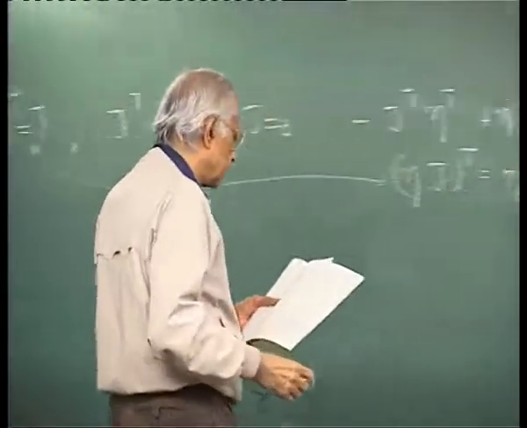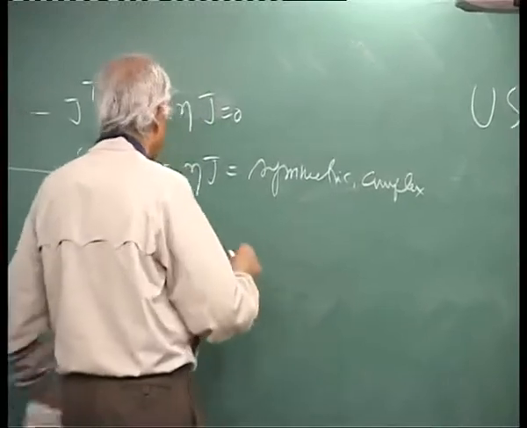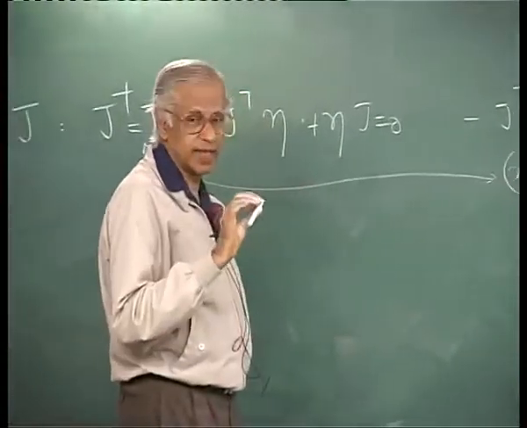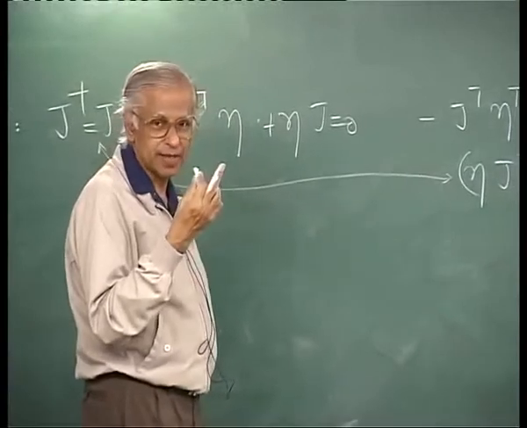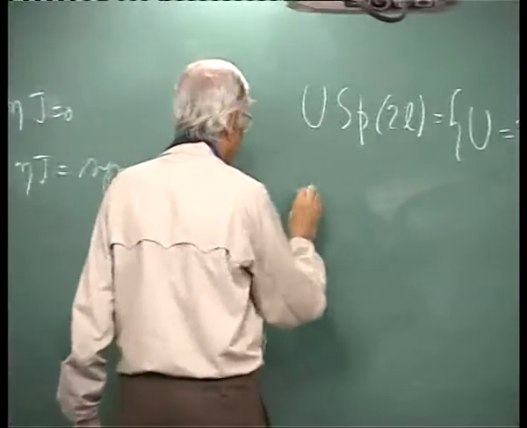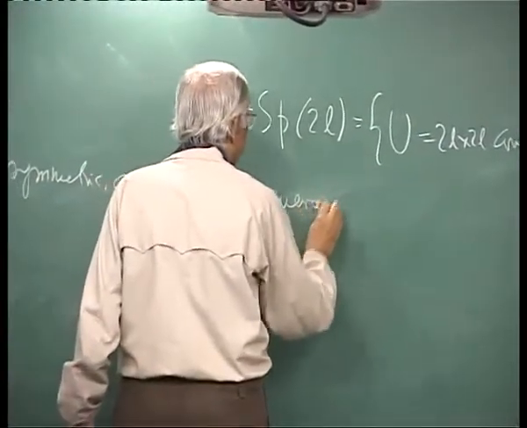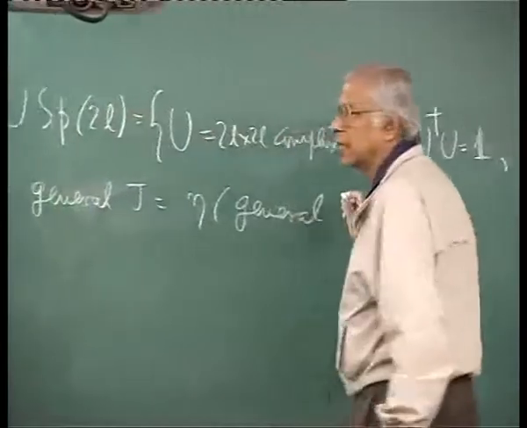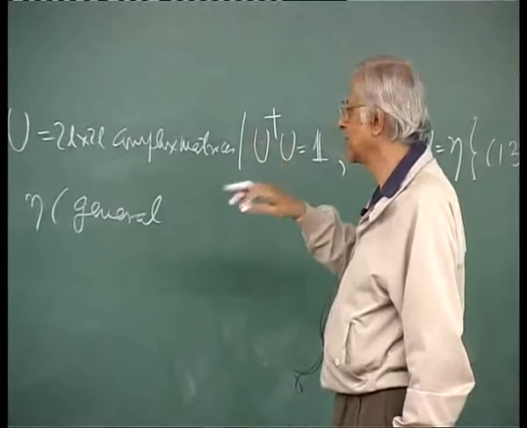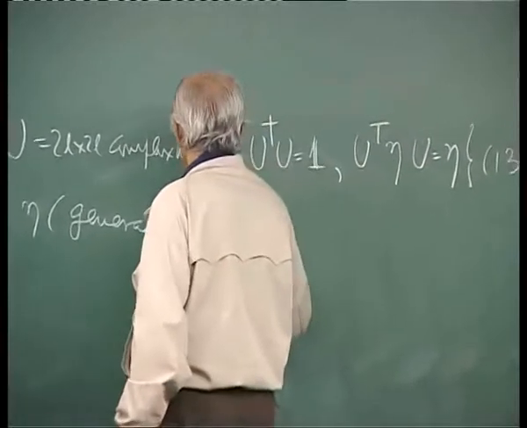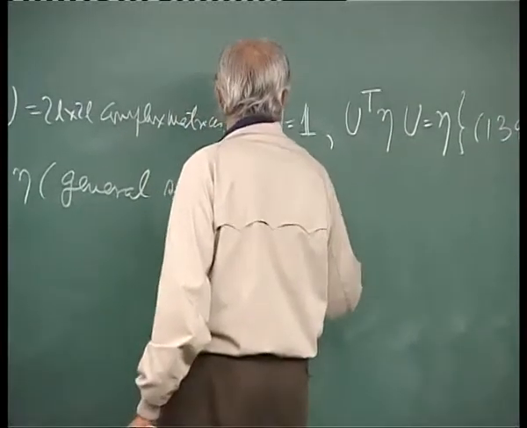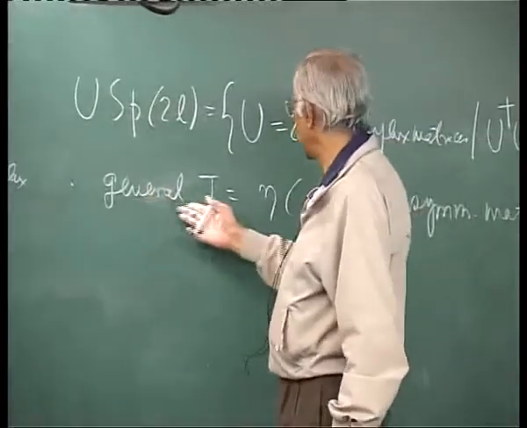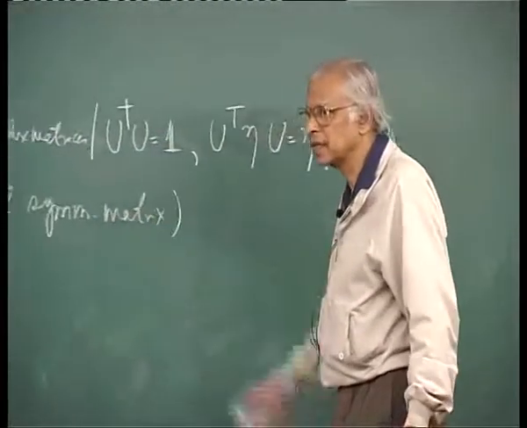So, the best way to handle this condition that eta j must be symmetric. Now remember, eta squared is minus 1. So the most general j is equal to eta into a general what? What kind of matrix? Eta squared is minus 1. General symmetric matrix. This is the symplectic condition. Because if this is true, eta times j will be symmetric. Eta squared is minus 1, doesn't matter.